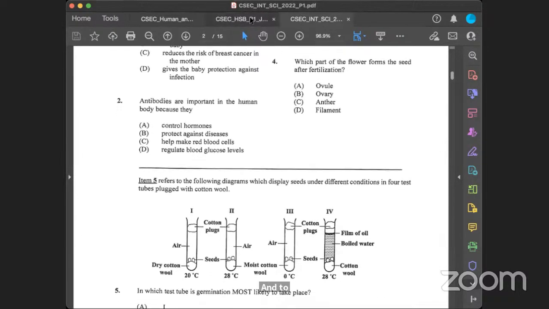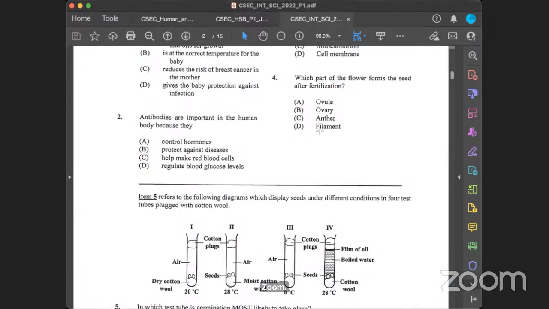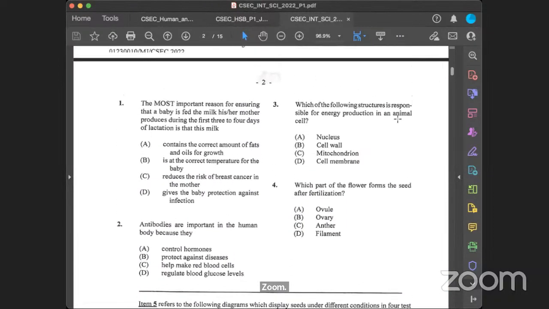Antibodies are important in the human body because they A, control hormones, B, protect against diseases. Antibodies are important in the human body because they protect against disease. B. Yep, that is correct.